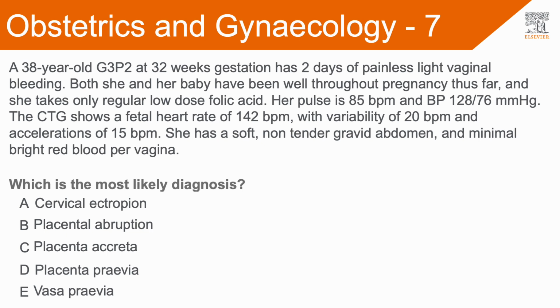Moving on to question 7. A 38-year-old G3 P2 at 32 weeks gestation has 2 days of painless light vaginal bleeding. Both she and her baby have been well throughout pregnancy thus far, and she takes only regular low-dose folic acid. Her pulse is 85 beats per minute and blood pressure 128 over 76 millimetres of mercury. The CTG shows a fetal heart rate of 142 beats per minute, with variability of 20 BPM and accelerations of 15 BPM. She has a soft, non-tender, gravid abdomen and minimal bright red blood per vagina.